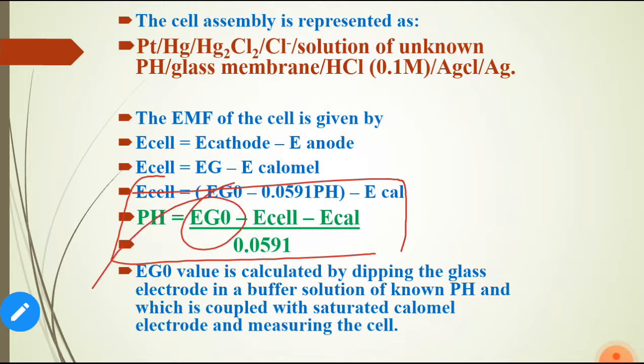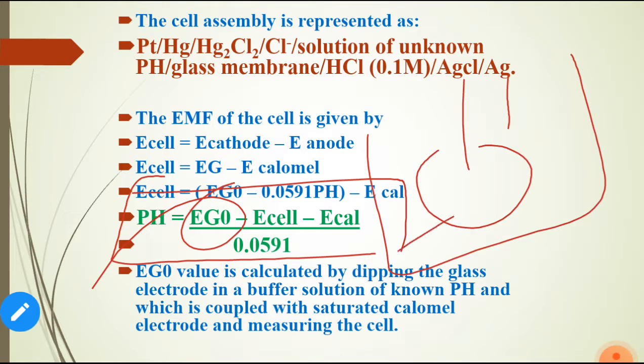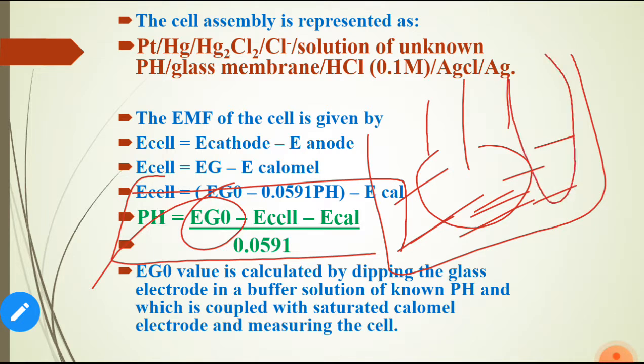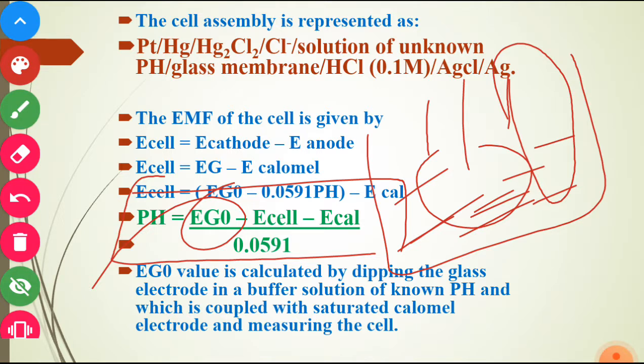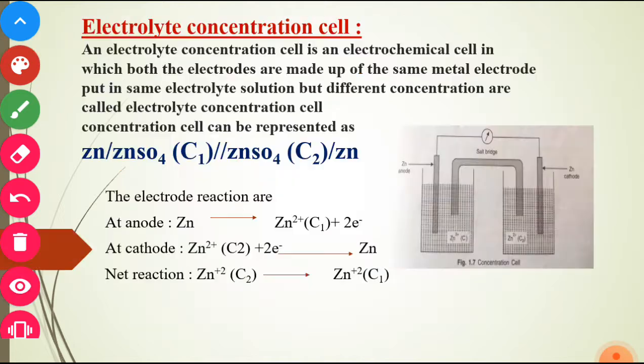How do you determine it? Eg naught value is calculated by dipping the glass electrode in a buffer solution of known pH, and this glass electrode will be coupled with the calomel electrode. By using this we measure the E cell. This is how we determine the pH by using the glass electrode.